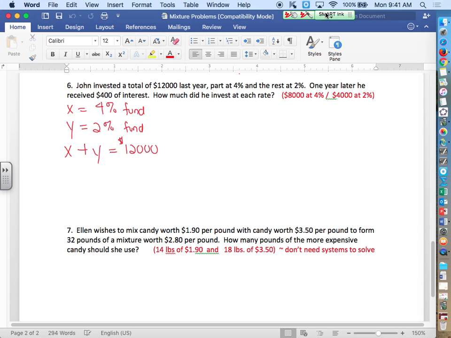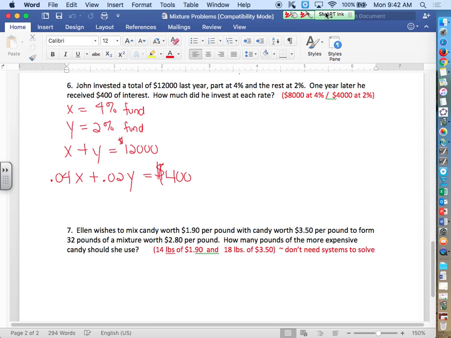And then our second equation is going to be how much interest. So you're earning 4% interest and 2% interest on these different funds. So 0.04 is the 4% times the amount of money that I put in that first fund plus 0.02 or 2% of the amount of money that you put in the second one. And that's going to have to give us the $400 of interest. And I don't have to multiply that by any amount there. That's the amount of interest that should add up to.